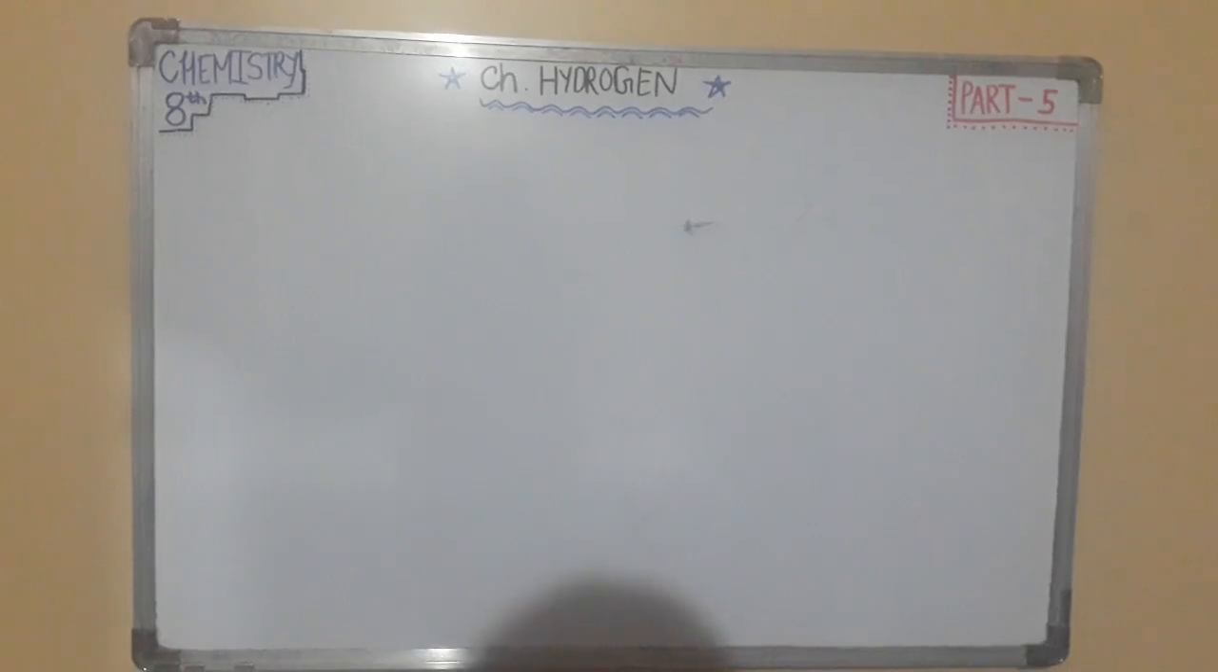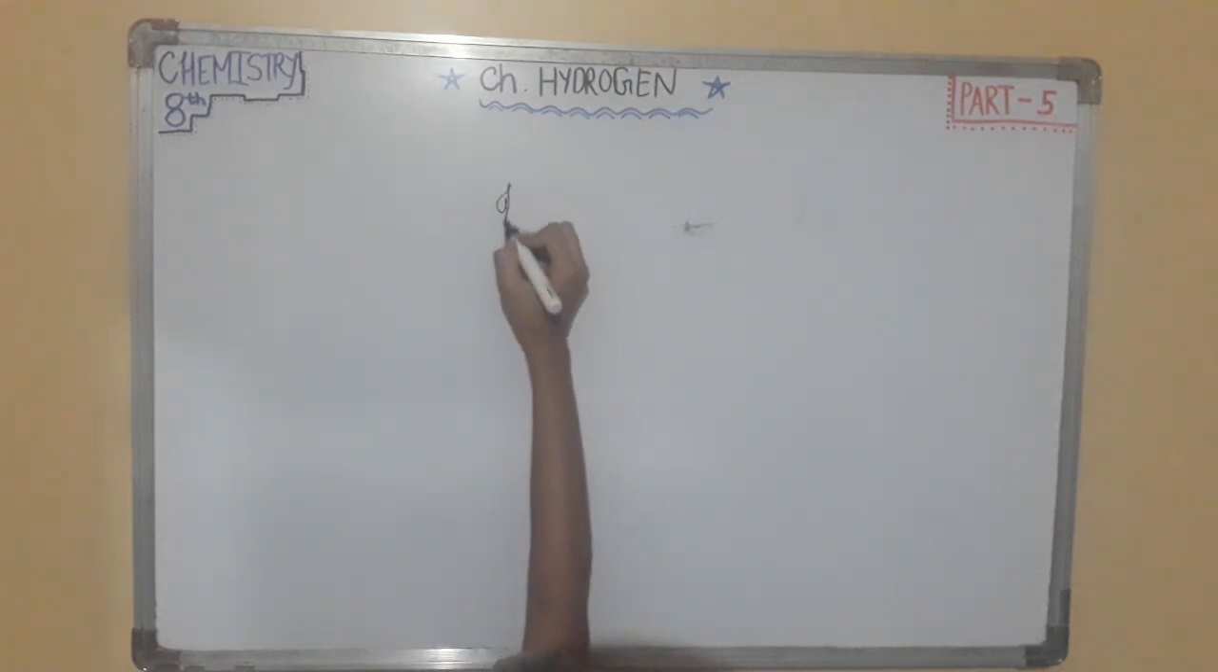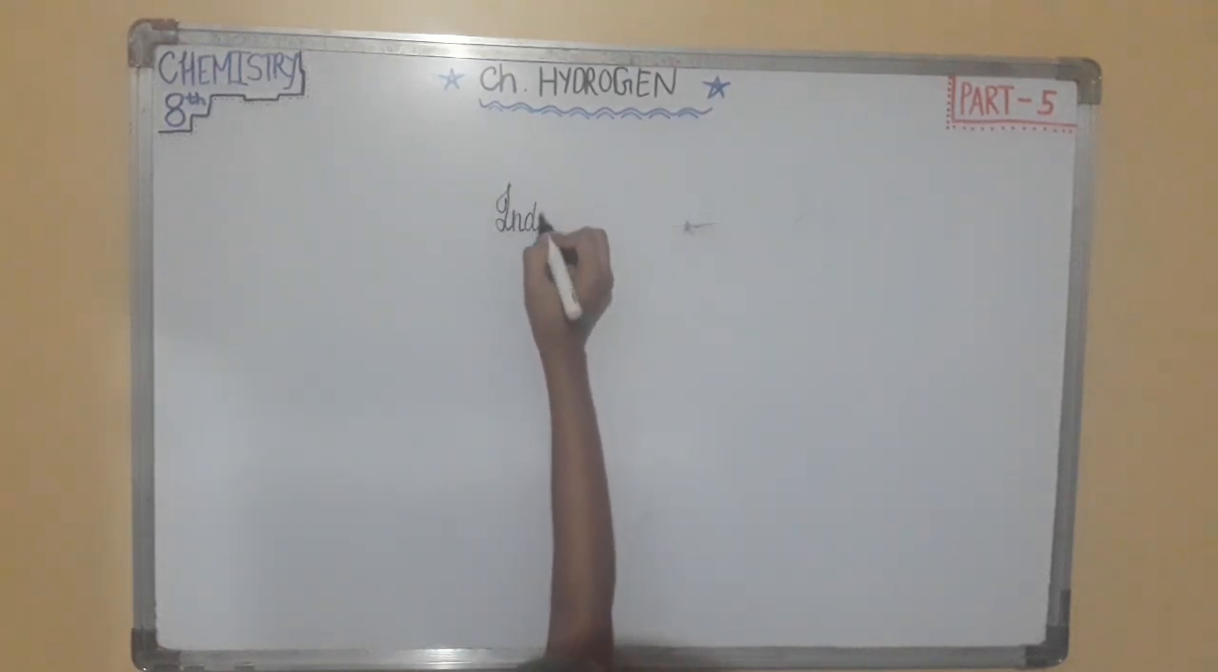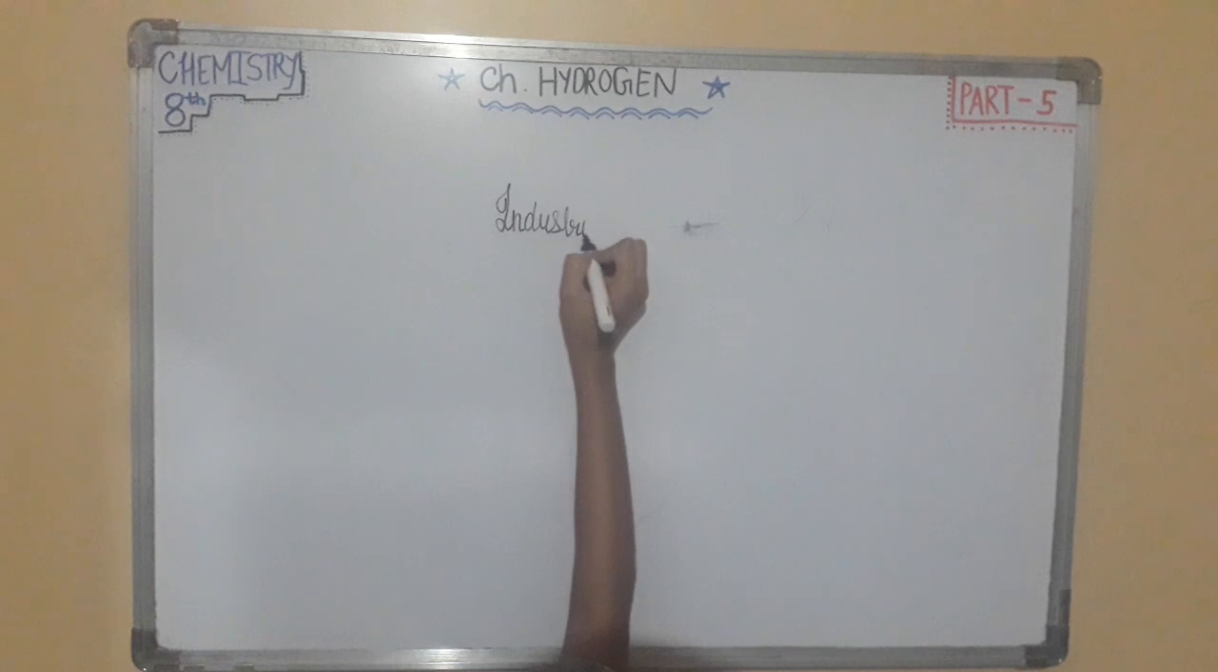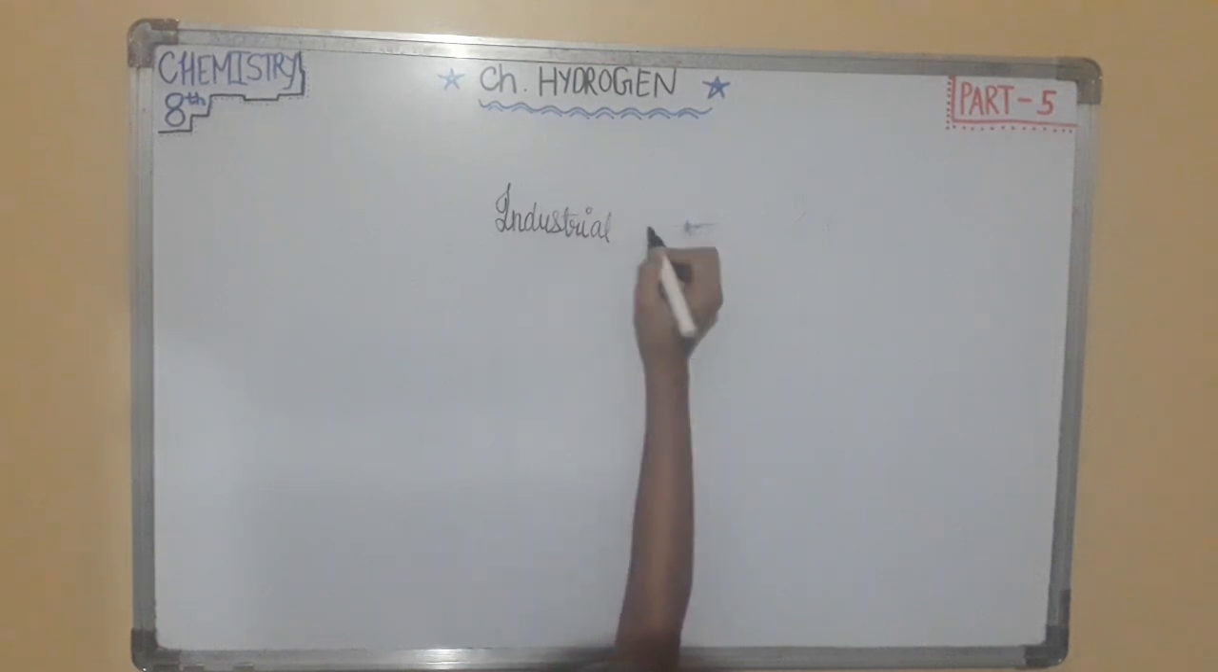Today we will learn class 8 chemistry, chapter hydrogen part 5. First, our topic is industrial preparations.